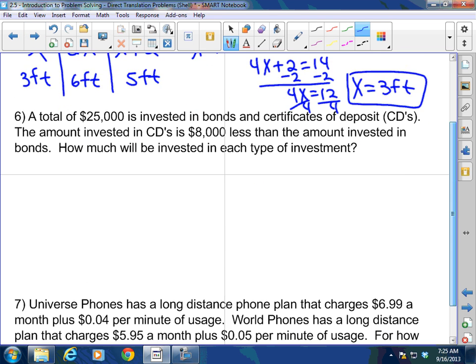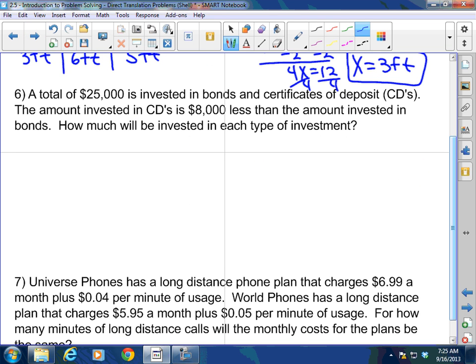Okay, number 6. A total of $25,000 is invested in bonds and certificates of deposit. The amount invested in CDs is $8,000 less than the amount invested in bonds. How much will be invested in each type of investment? We have a comparison. Let's make a table. CDs, bonds.